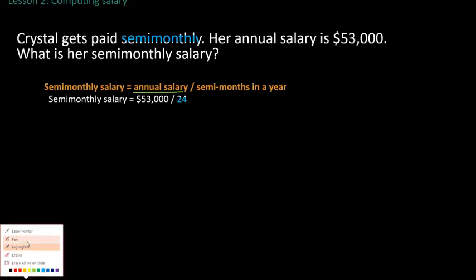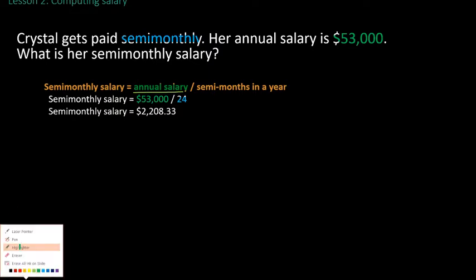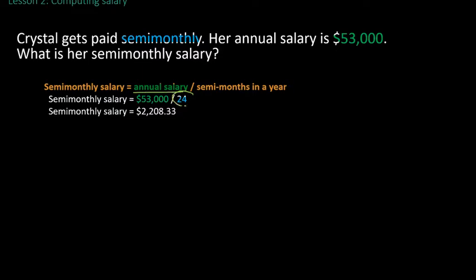And again, remember that her annual salary was described to us in the prompt. They told us it was $53,000. So we plug in $53,000 for annual salary. So taking $53,000 and dividing by 24, we find that her semi-monthly salary is $2,208.33. So the computation here is not very complex, right? But again, a common mistake I see is students plugging in the wrong number for the denominator. So you can keep that chart from the last slide handy. Just use it for reference to make sure that you're plugging in the correct number of pay periods based on the pay schedule that they specify.